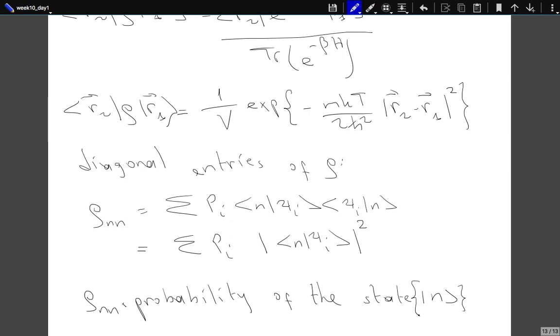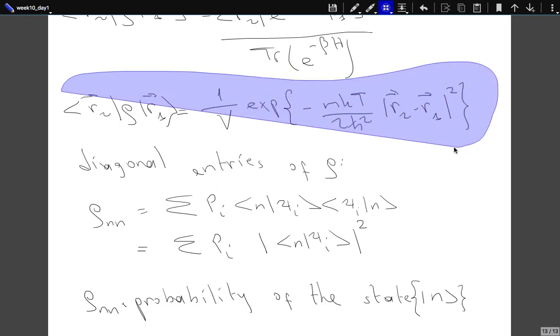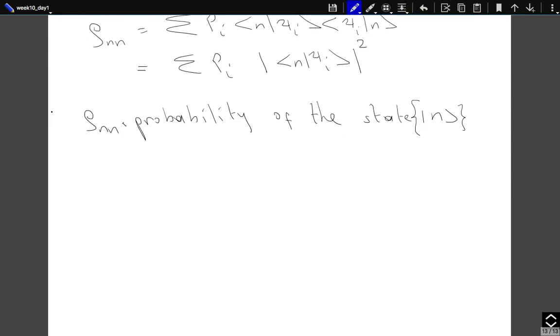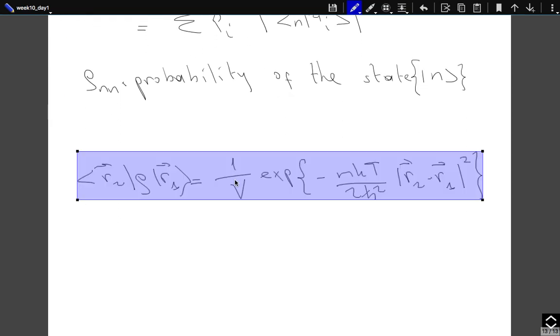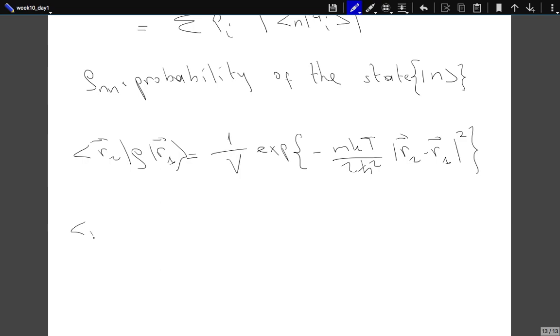In a pure ensemble, in a pure state, let's say, it's nothing but the quantum mechanical probability. In a mixed state, it's the averaged probability. Now we can apply it over here. This was what we had obtained for the free particle. This is the probability that my particle is at the point R.